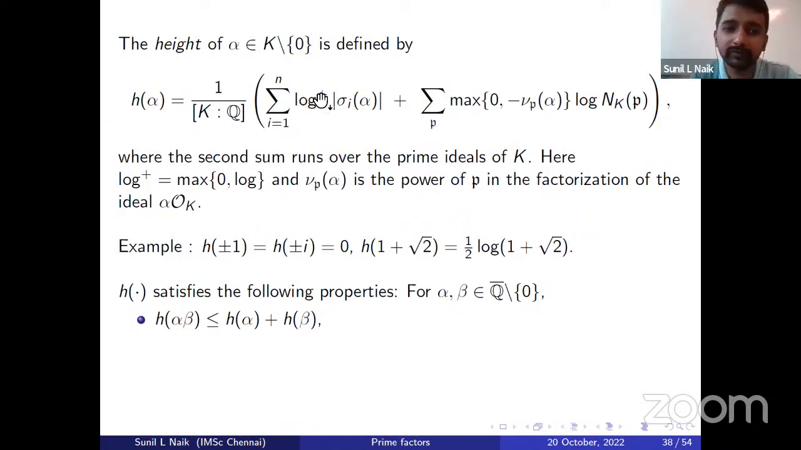This is the way I use this expression so that I can take the norms and the log of it. This is the same as that. You can deduce this expression from the definition of height.